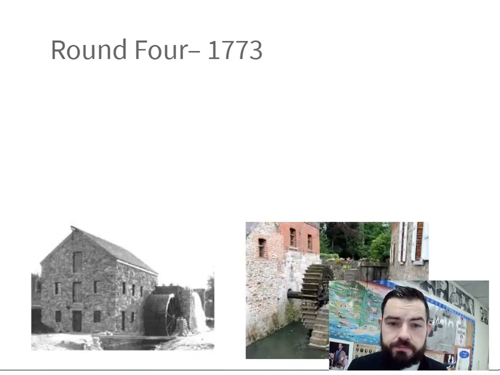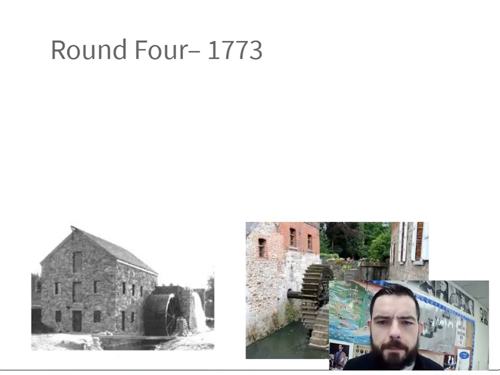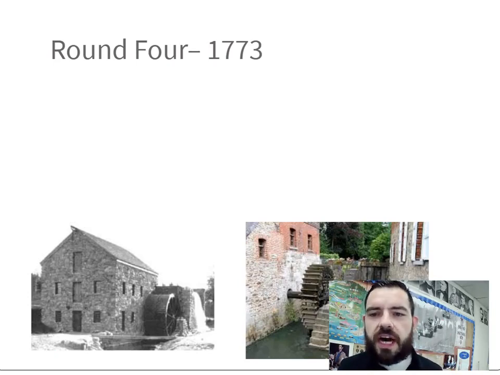Round 4. It is now 1773. A man named Richard Arkwright invents a new machine that can spin and weave cloth 100 times faster than could be done by hand in a farm cottage, which was the most common way of producing cotton up until that time. It was called the cottage industry or the putting out system, which is also a vocab word in your book.